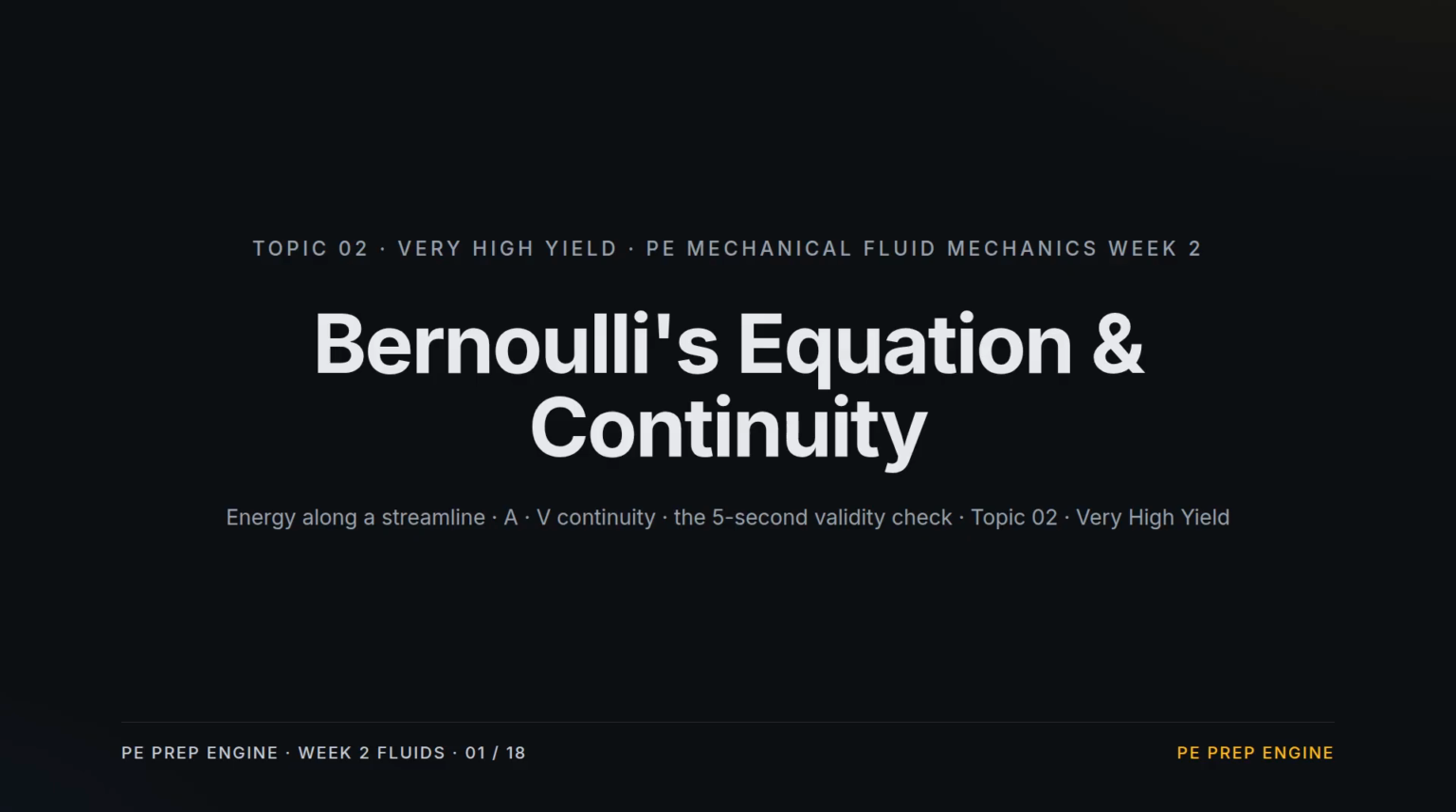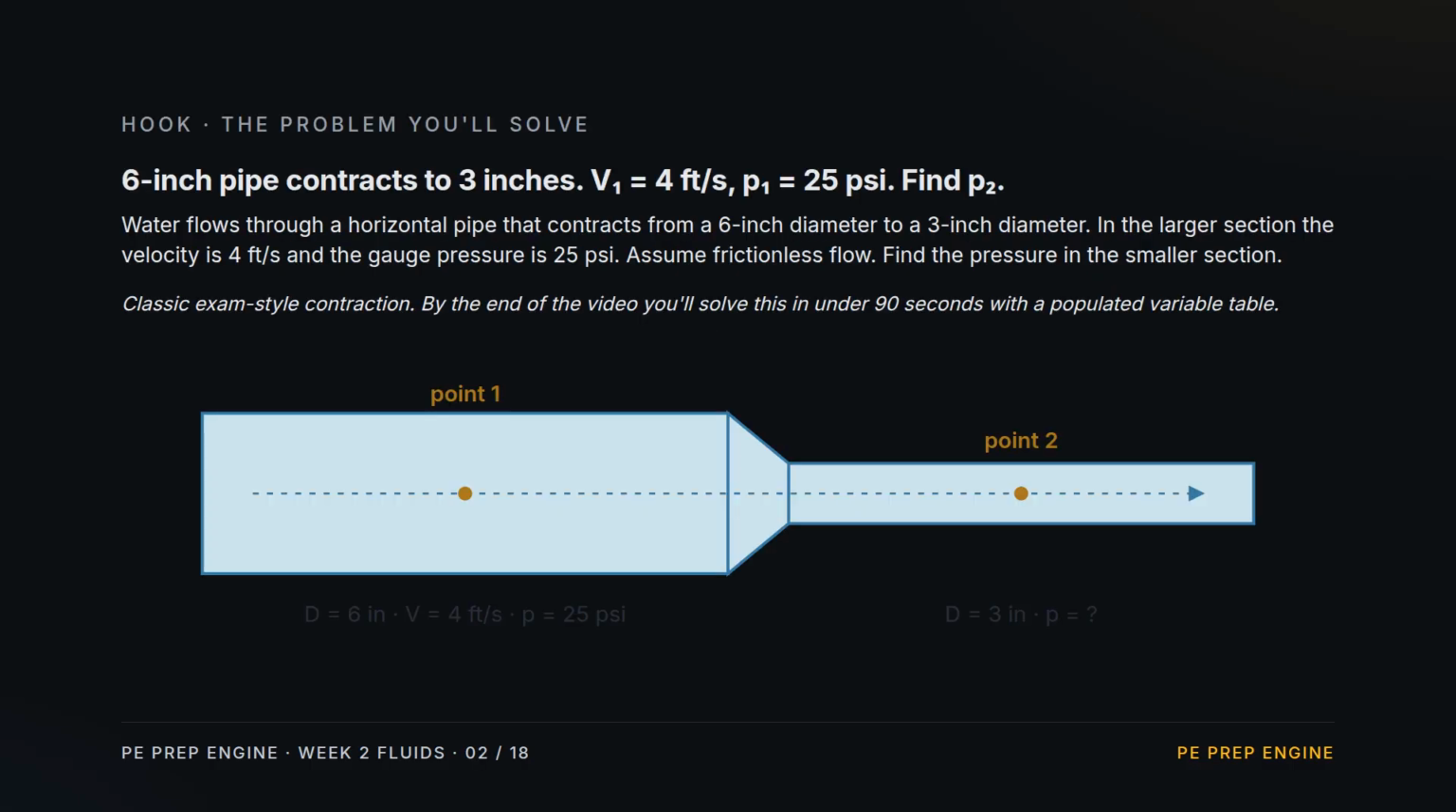Topic 2. Bernoulli's equation and continuity, the highest yield topic in Week 2. Get the assumptions and the variable table, and you'll close most fluids problems in under 2 minutes. Here's the problem. Water flows through a horizontal pipe contracting from 6 inches to 3. Upstream velocity 4, gauge pressure 25 psi, frictionless. Find the downstream pressure. By the end, you'll solve it in under 90 seconds with a populated variable table.